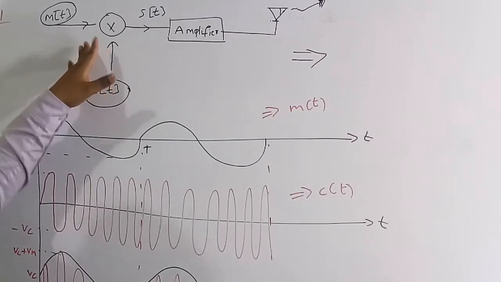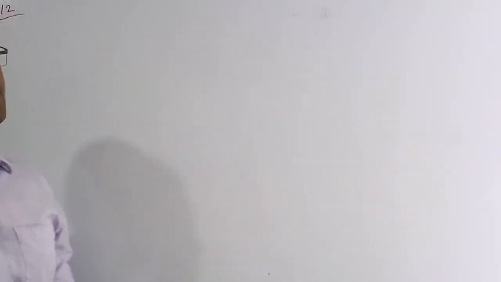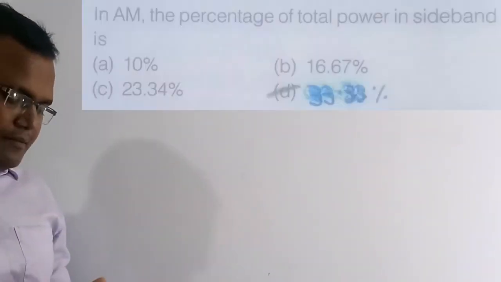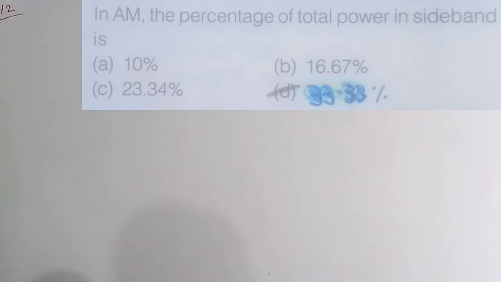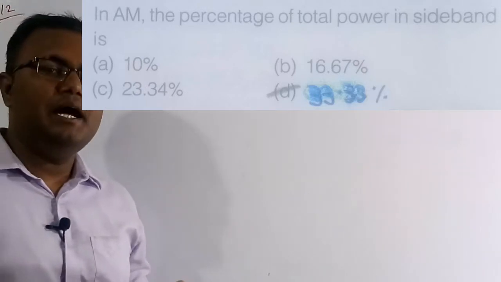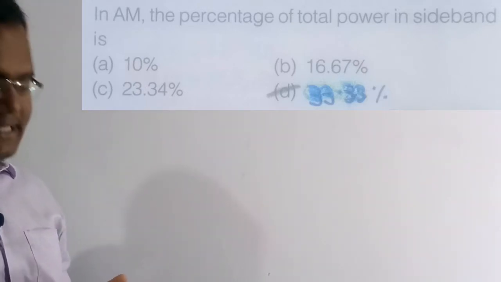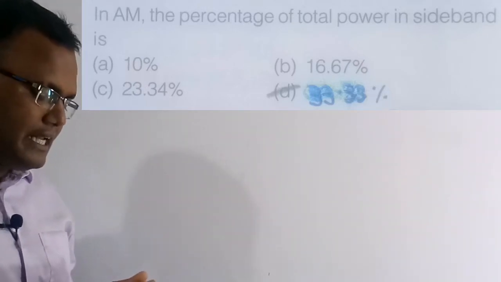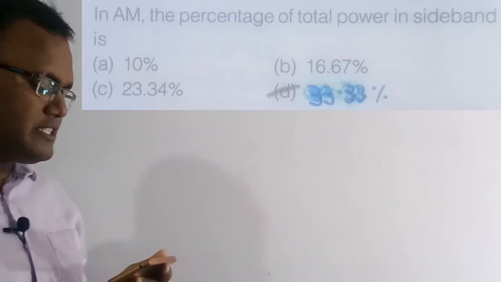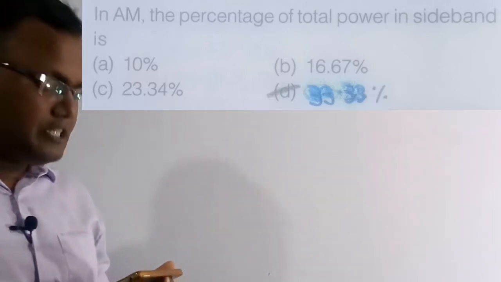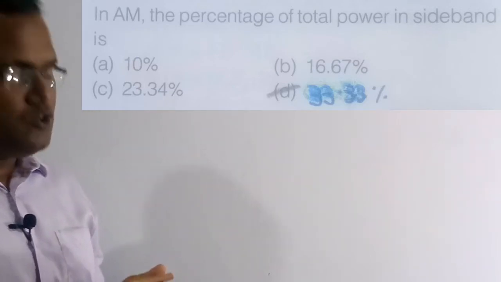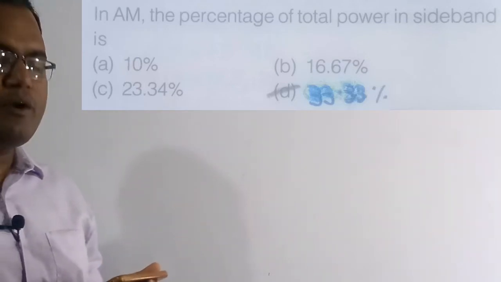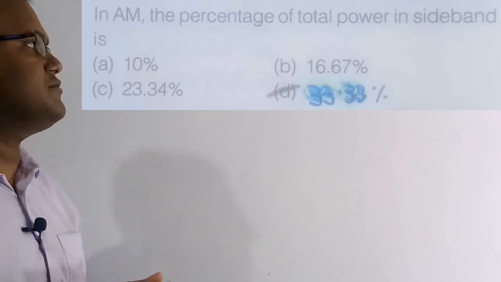Now we are going to solve the 12th question. See the question here. In AM, the percentage of total power in sideband is: so in amplitude modulation, we need to find what percentage of the total power is present in the sideband. Option A 10%, option B 16.67%, option C 23.34%, option D 33.33%. So of the four options, option D, 33.33%, is the correct solution of this question.